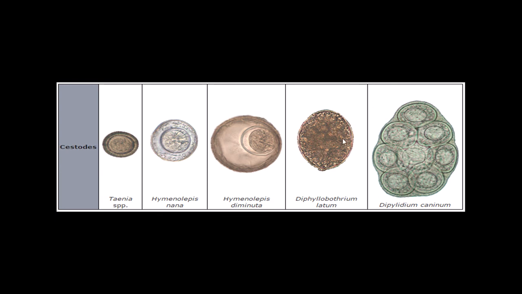absorb vitamin B12. So it causes vitamin B12 deficiency. And one that we call the Dipylidium caninum also comes from dogs and humans. So you can see many different examples of worms by doing simple stool analysis, and you can identify the type of the worm by the shape of the egg.